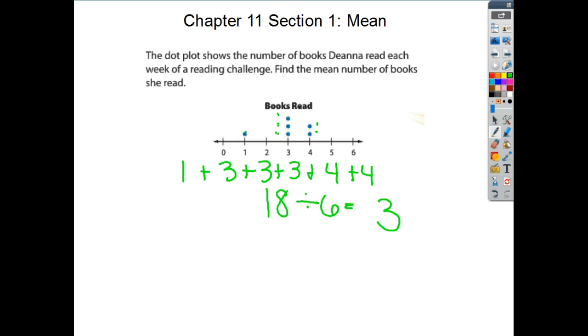That means the average number of books read each week for the reading challenge was 3 books. On average, Deanna read 3 books per week, okay? Which you know, some weeks she read 4. One week, she read only 1. But on average, she read about 3. That's how that balance comes together.